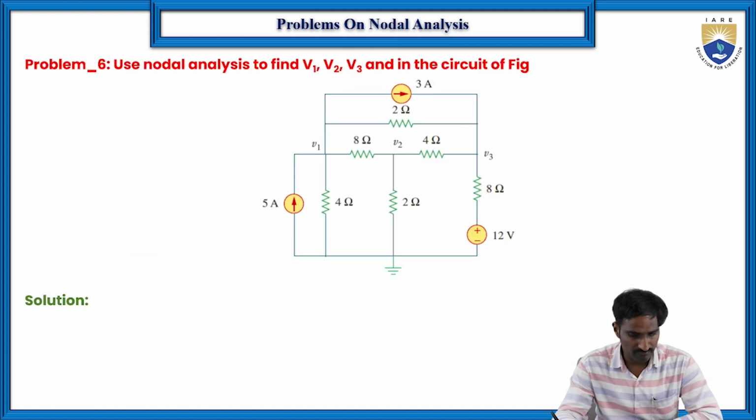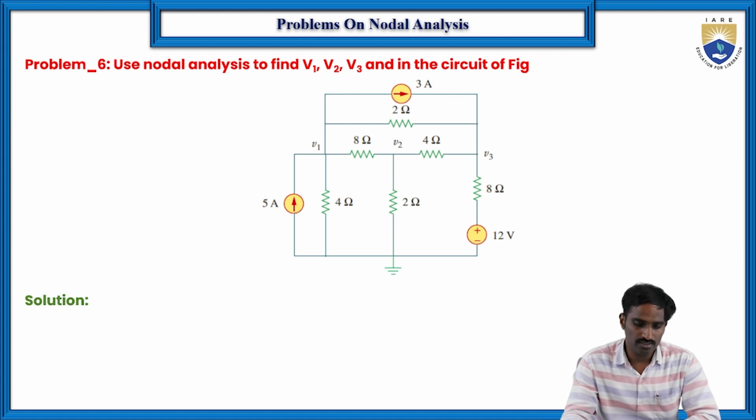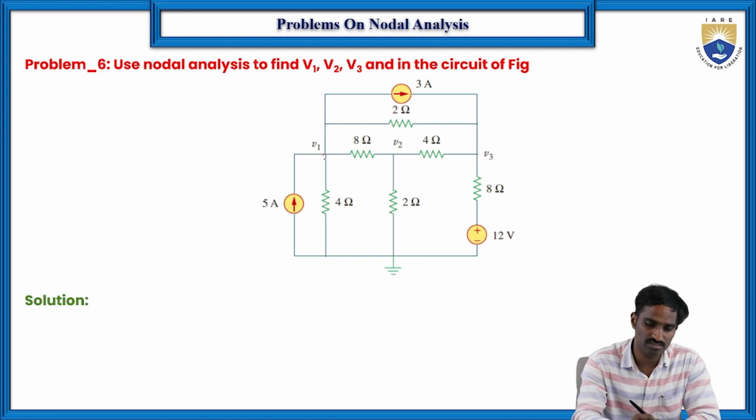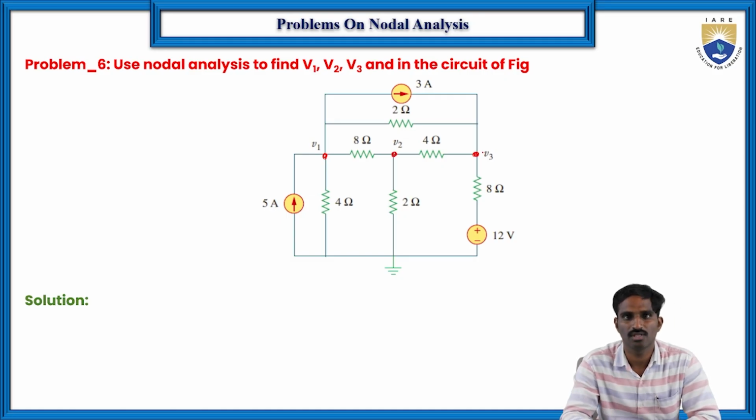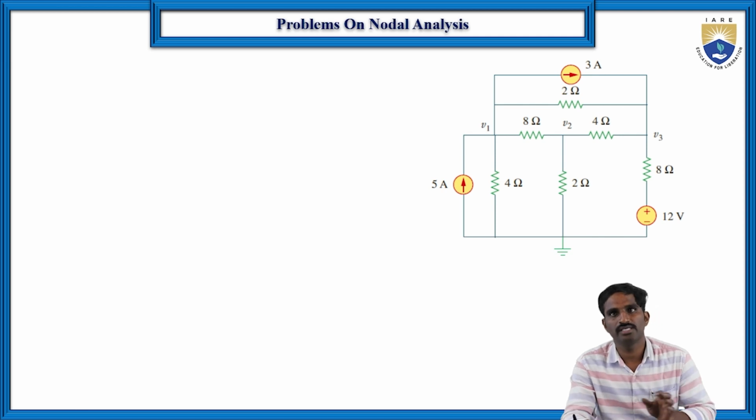So then, next problem. Here we need to find the voltages V1, V2 and V3. They have already given the node voltage indications: here it is V1, here it is V2 and here it is V3. Now we need to write the voltage equations at each node, which means we need to apply KCL at each node. For that we need to write the equations.